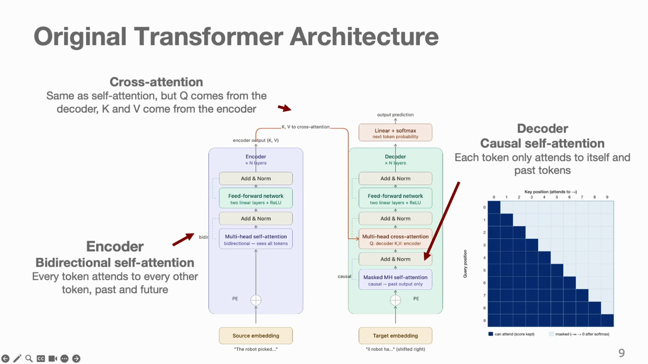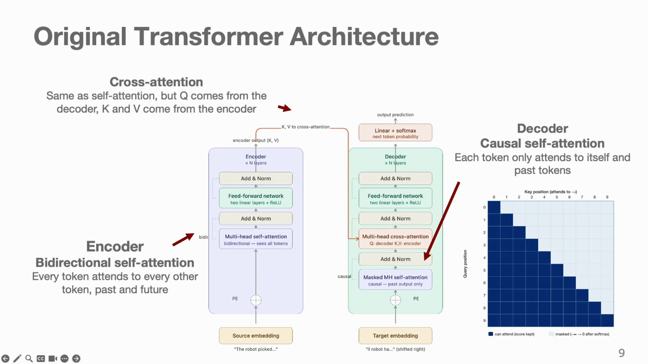The encoder uses bidirectional self-attention. So every token can see every other token, past and future. This makes sense because you have the full input available and you want to get the richest possible representation of each token. And now for the decoder, this is very important. It uses causal self-attention, where each token can only attend to itself and the tokens that came before it.